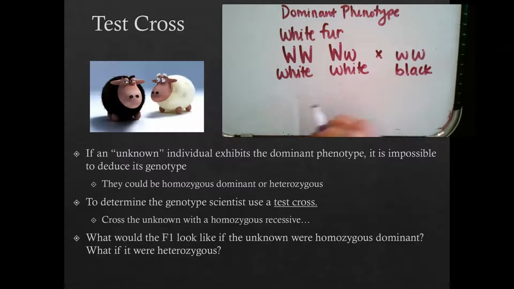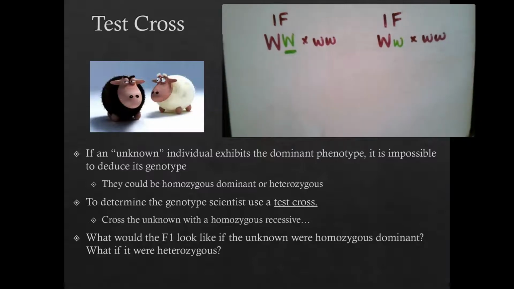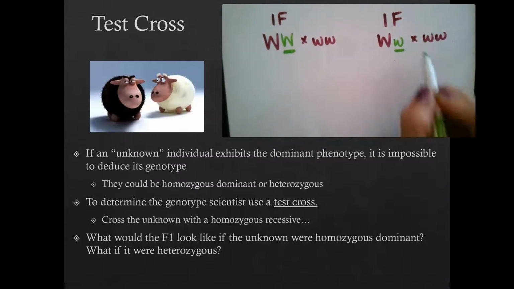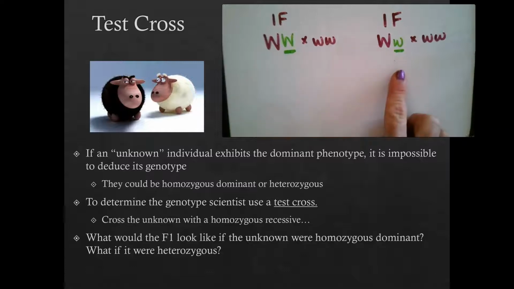So we don't know which one it is, whether it is the heterozygote or the homozygous dominant. So we're going to test it against the recessive phenotype, in this case, black sheep. We're going to go ahead and look and see what that would look like. So when we do this kind of cross, what we're really checking for is, is this W true, or is that W true? And that's really what we're looking for. When we do this cross, we can tell from the offspring. So my white sheep is either this genotype or this genotype.